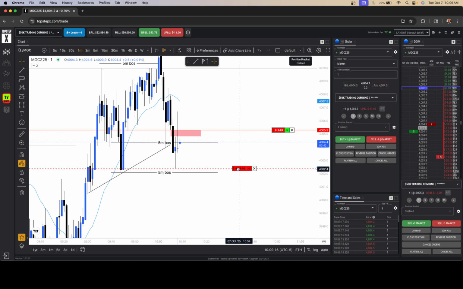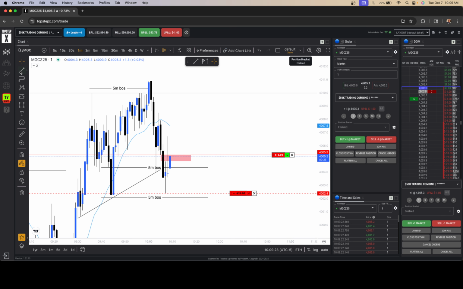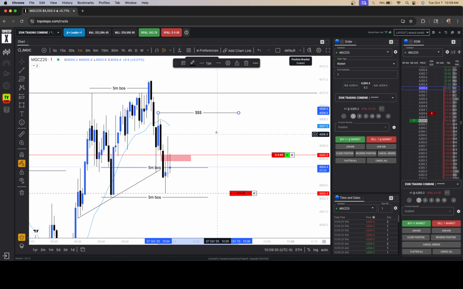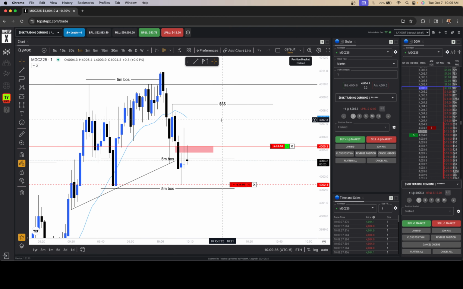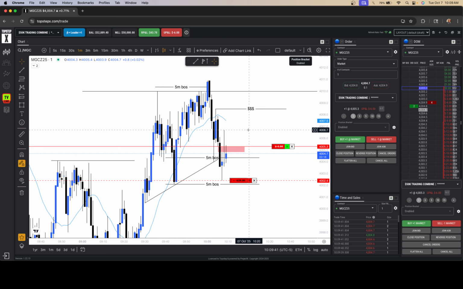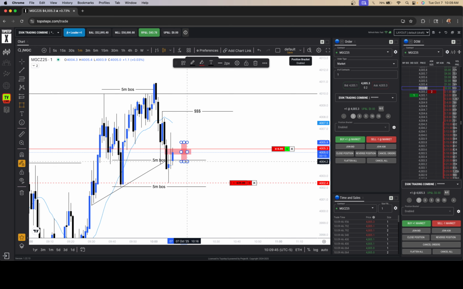Trying to see if we can get a push from here back to the highs. We should at least see maybe this level, but we did reject this imbalance, so we could be going lower. We need to see that close through of this bullish candle.